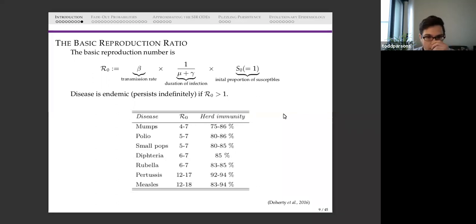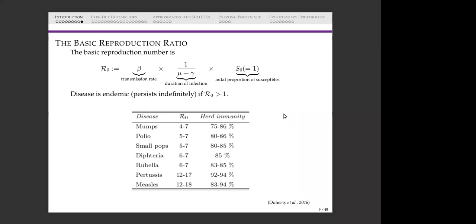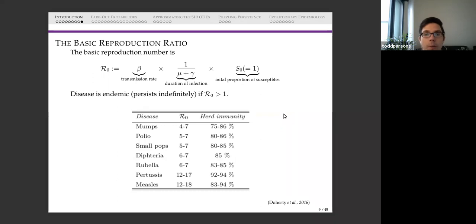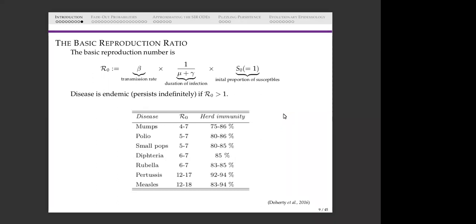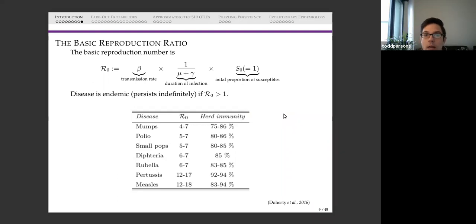So again, just to repeat stuff that you all know, but I wanted to put us all on the same page at the beginning, the crucial parameter for me is going to be the basic reproduction ratio, R naught, which is the product of the transmission rate times the duration of infection. What distinguishes R naught from R is that we have the initial fraction susceptible. We can interpret this as the number of cases on average that are created by patient zero, the first person who becomes infected with the disease in any community.